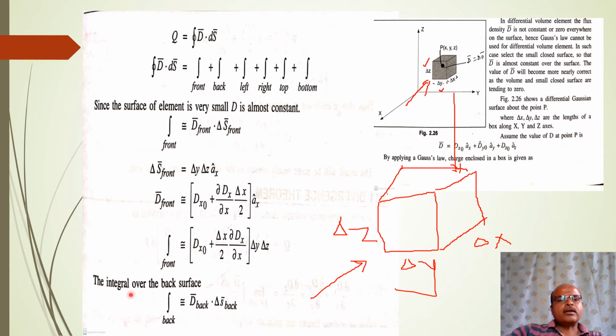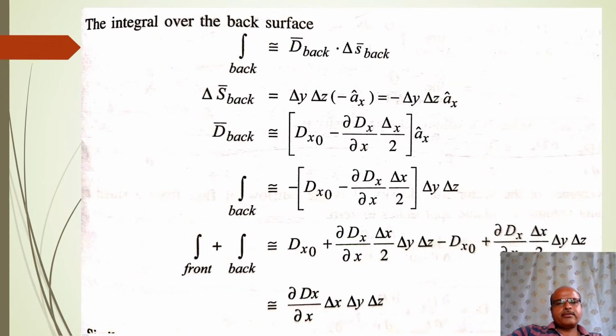Okay, so now the integral over the back surface. We have calculated integral front here. Similarly, find out the integral for back surface, that is for back surface from this side. We have solved the front side. Then we have to solve the integral for back side along back direction. So integral over back surface is given by integral back d bar back into del s bar back. Here, what was it? d bar front into del s bar front. So here we have to write the equation for d bar back and del s bar back. When we go back, here the negative sign comes.